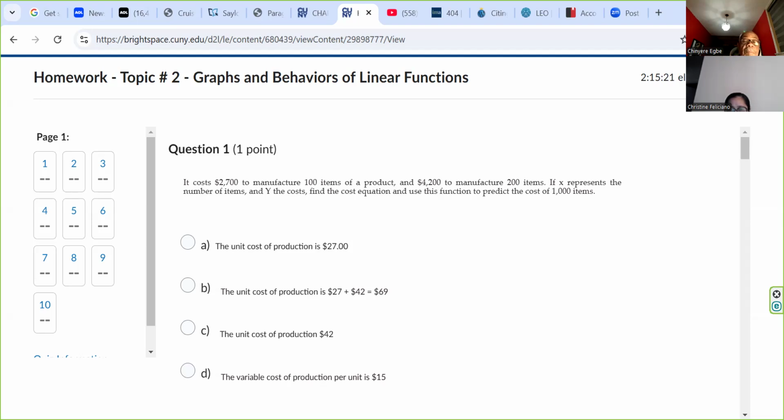Now, but there's something called a fixed cost. So in this case, we find the slope first. We find the unit cost first. So we go y2 minus y1 over x2 minus x1. So you find the slope. I'm going to write this down, and then I'm going to do it.